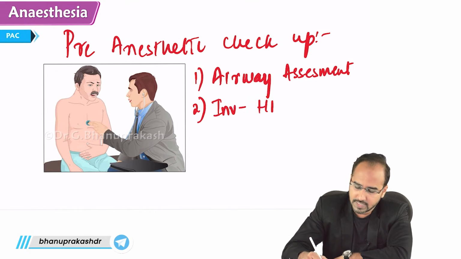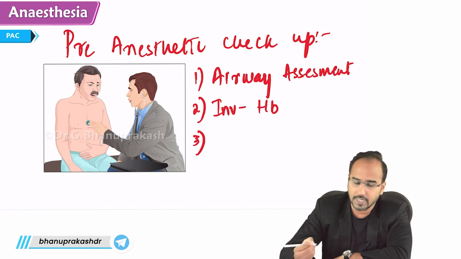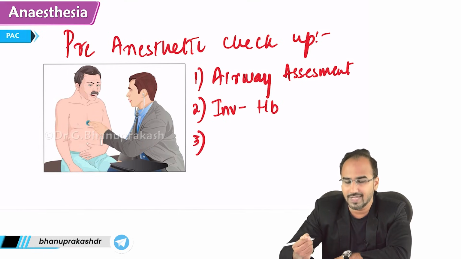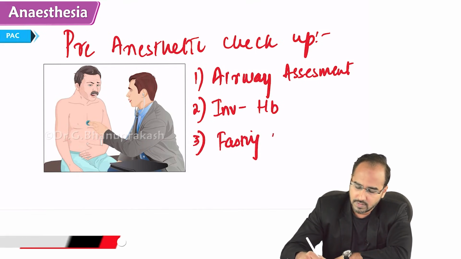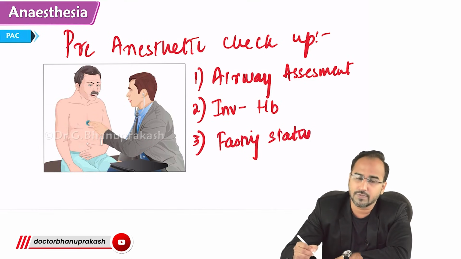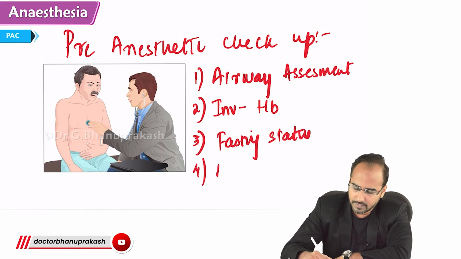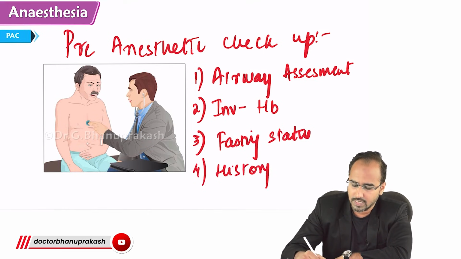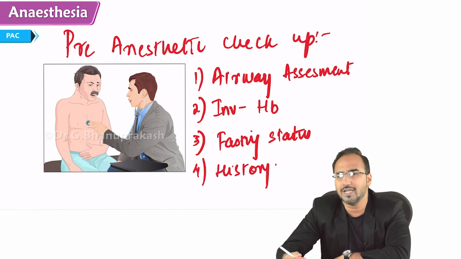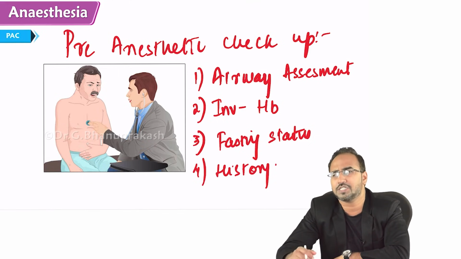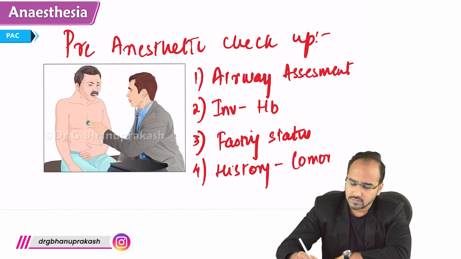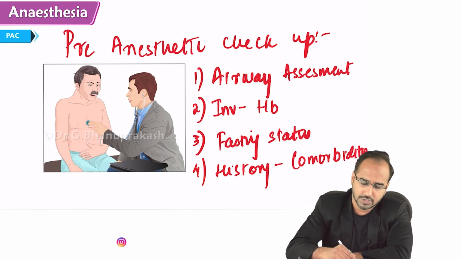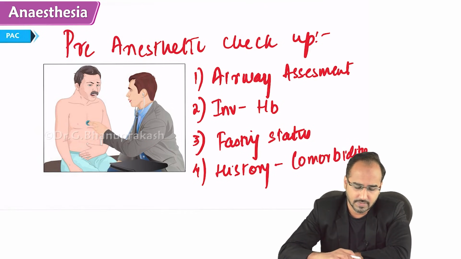Investigations. The most important one is hemoglobin. The third step in the PAC is what? After airway and investigation, the third step is fasting status. And the last step of the PAC is what? History. History means history of comorbidities, history of allergies, history of surgeries, but the most important step in the history is history of comorbidities. So these are the 4 things which are done in the PAC, right?